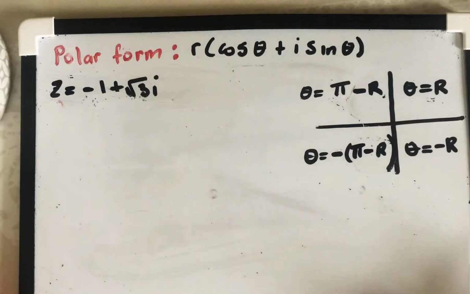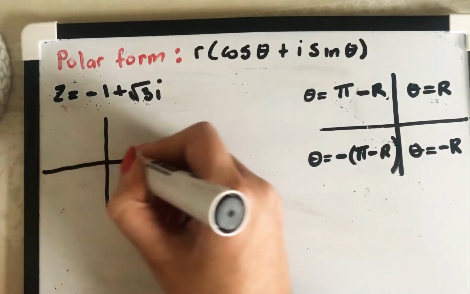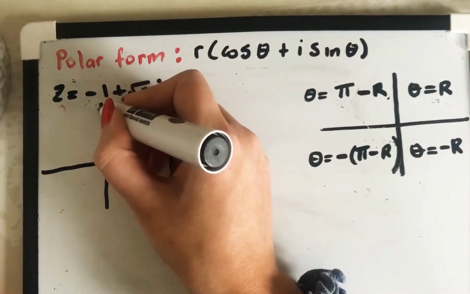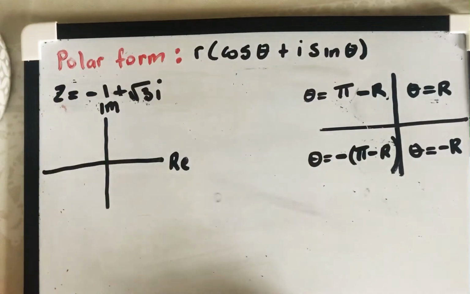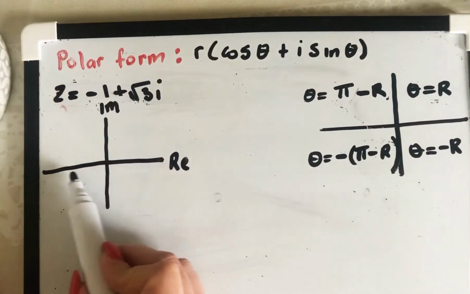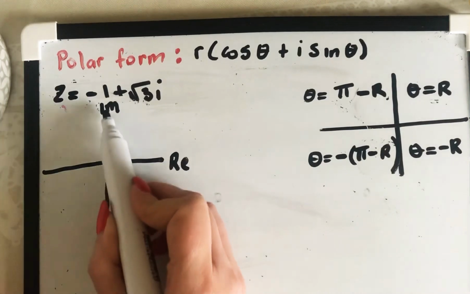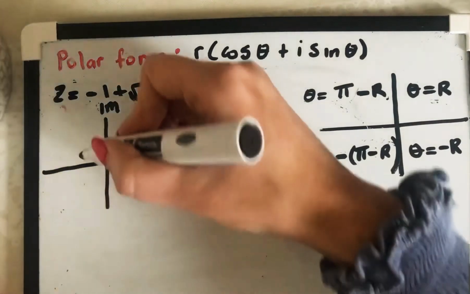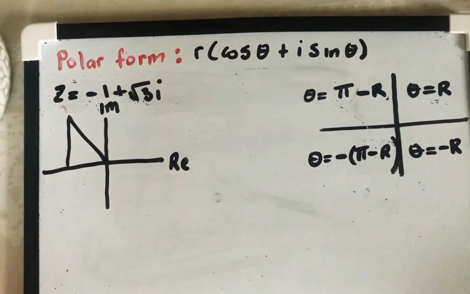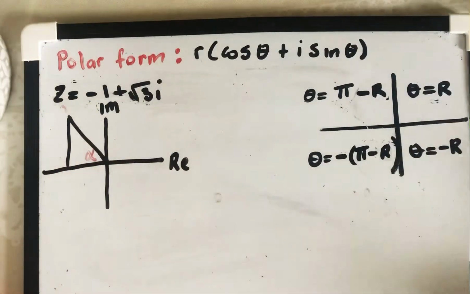So let's begin by plotting the complex number. We're just drawing our real and our imaginary axes. And -1 is the real part of our complex number, so it's along this axis here, and positive root 3 is on the imaginary axis up here. So we can see straight away that our complex number is in the second quadrant. We're also going to label our reference angle here, and let's call it alpha.